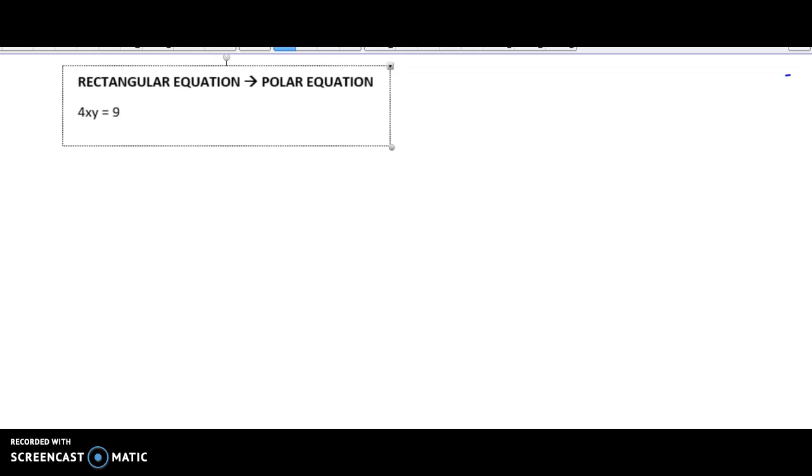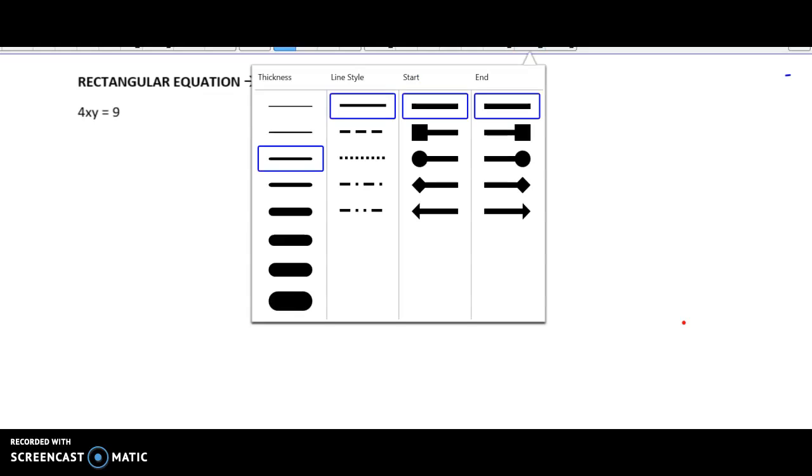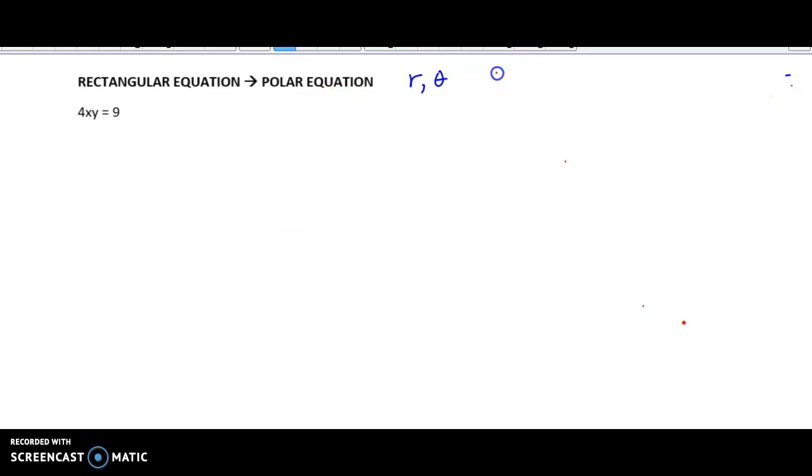Okay, as we continue on in 9.1 part 2, we're going to convert rectangular equations to polar equations. Meaning you should not have any x and y's, but rather you're going to try to get r and theta. All right. I'm going to remind myself that x is equal to r cosine theta and y is equal to r sine of theta.